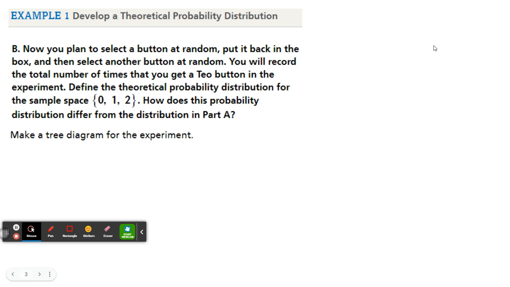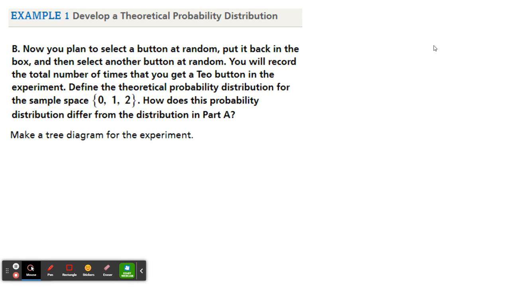All right, next. Okay, so B. It says now you plan to select a button at random, put it back in the box, and select another button at random. You will record the total number of times you get a Teo button for this experiment. So now you're just focusing on Teo. To find the theoretical probability distribution of the sample space is 0, 1, or 2. So 0 Teo buttons, 1 Teo button, or 2 Teo buttons. How does this probability distribution differ from part A?